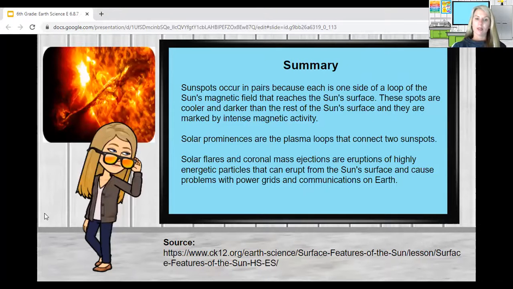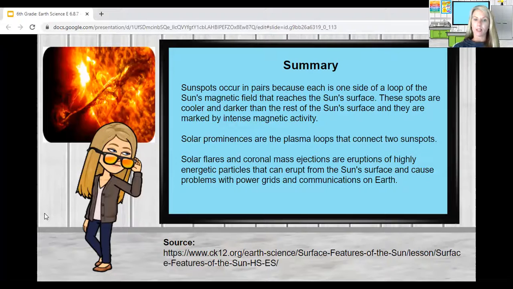So in summary, sunspots occur in pairs because each is one side of the loop of the sun's magnetic field that reaches the sun's surface. These spots are cooler and darker than the rest of the sun's surface, and they are marked by intense magnetic activity. I'm also going to add that we know the sun is rotating on an axis because scientists are able to see that these sunspots are moving in a rotation, so they're able to track it, and therefore we know that the sun is rotating.